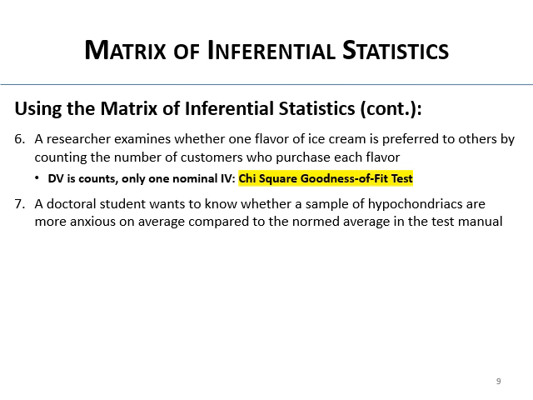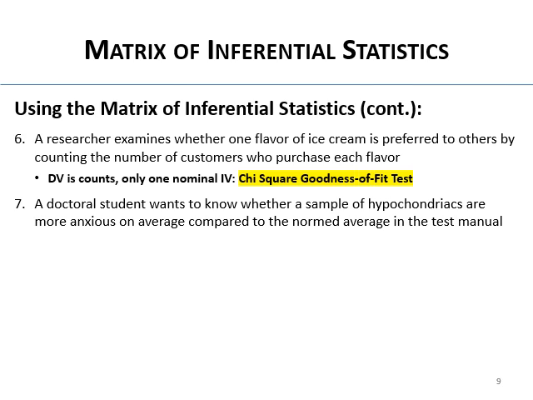A doctoral student wants to know whether a sample of hypochondriacs are more anxious on average compared to the norm average in the test manual. This one's a little weird, right? So first of all, hypochondriac is a constant. Everyone in the study, well, and so is doctoral student. Oh no, sorry, there's only one guy. So hypochondriac is a constant, so that's not a variable.